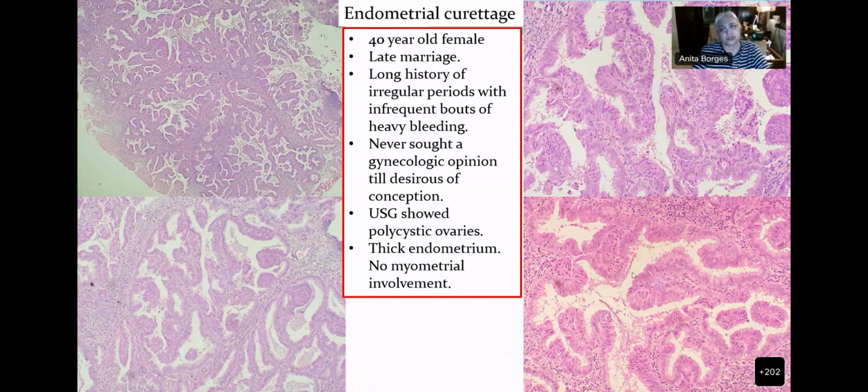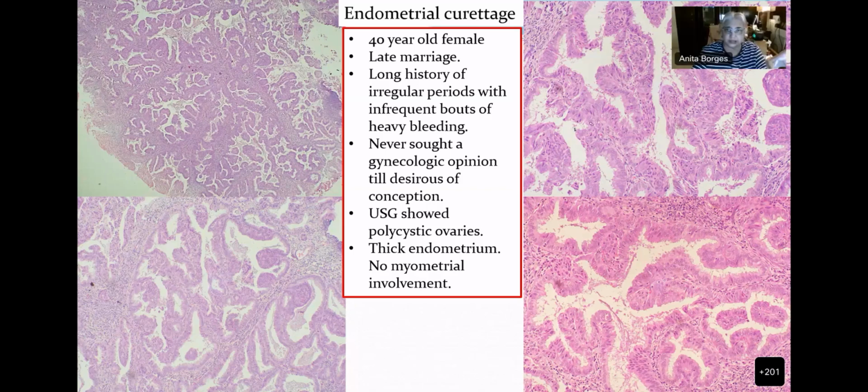Now I'll just ask you. If this was a 60-year-old woman, what would you call it? Suppose this woman was 60. Now she's not 60. She's 40 or something. If she was 60, what would you call it? Bhavna? If this lady was 60 years old and this was her endometrium, what would you call it? Atypical hyperplasia, ma'am.